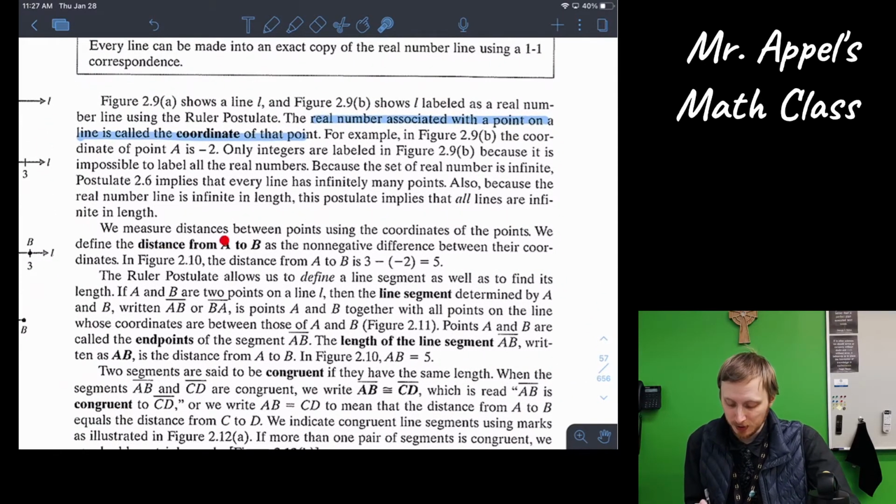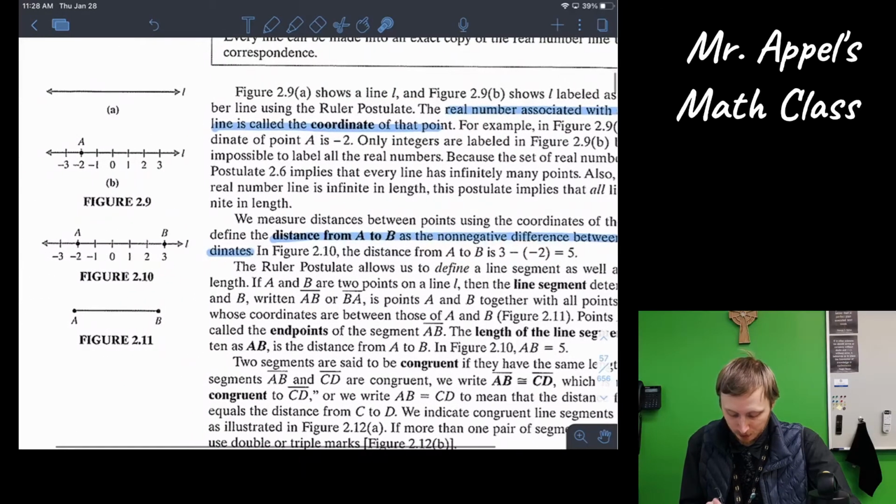We measure distances between points using the coordinates of the points. We define the distance from A to B as the non-negative difference between their coordinates. So we've defined distance as a difference between coordinates, a non-negative difference. In figure 2.10, the distance from A to B is 3 minus -2 equals 5. So here we have it, here at -2, there at 3, total distance between them of 5.